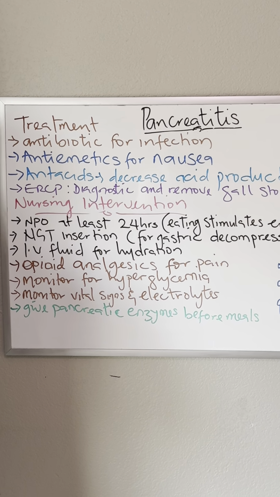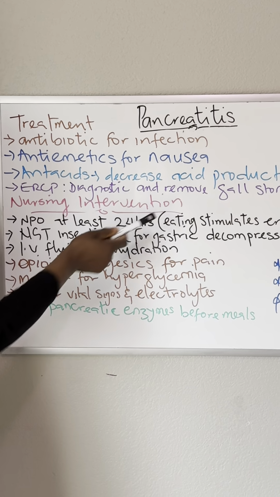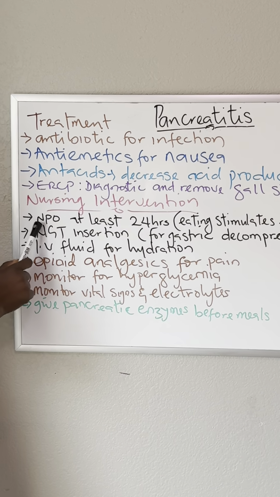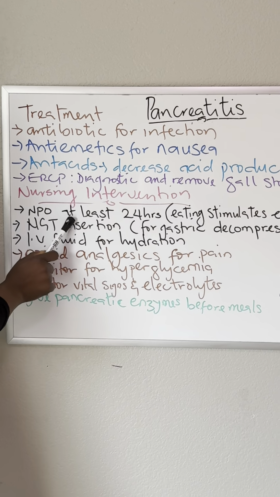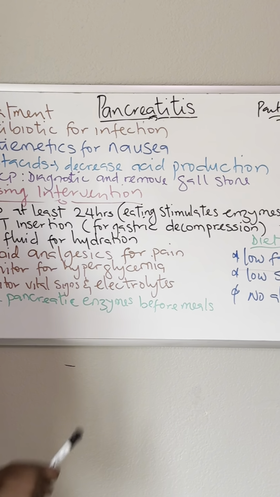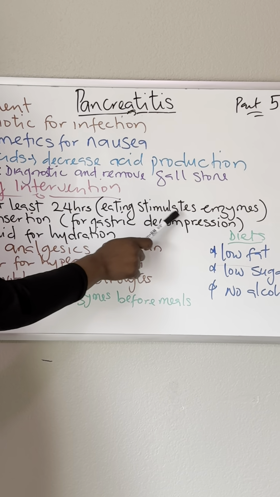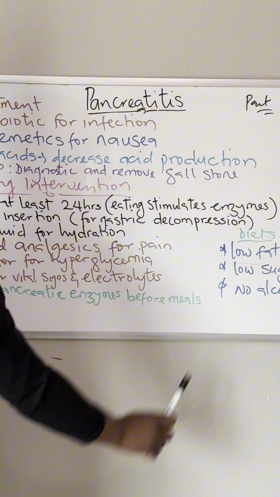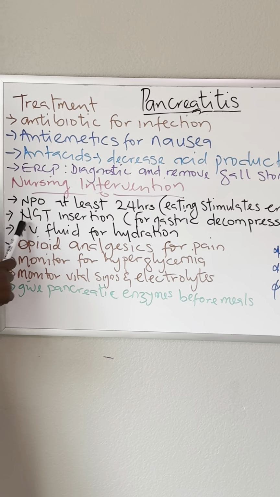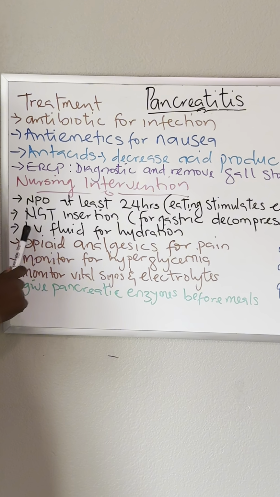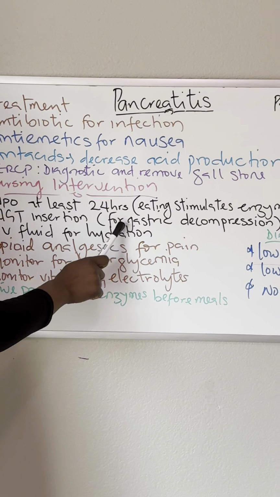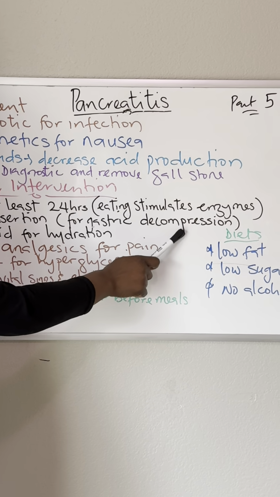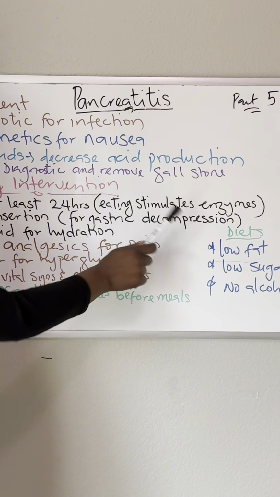So what are the nursing interventions? First of all, the patient needs to be on NPO, nothing per oral, for at least 24 hours, because eating stimulates enzyme production. Secondly, we need to put in an NG tube, nasogastric tube insertion. This will help to decompress the abdomen, gastric decompression.